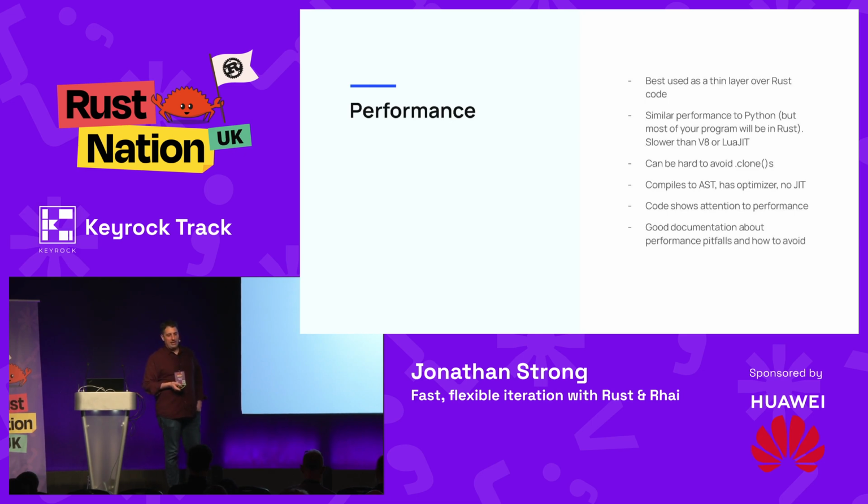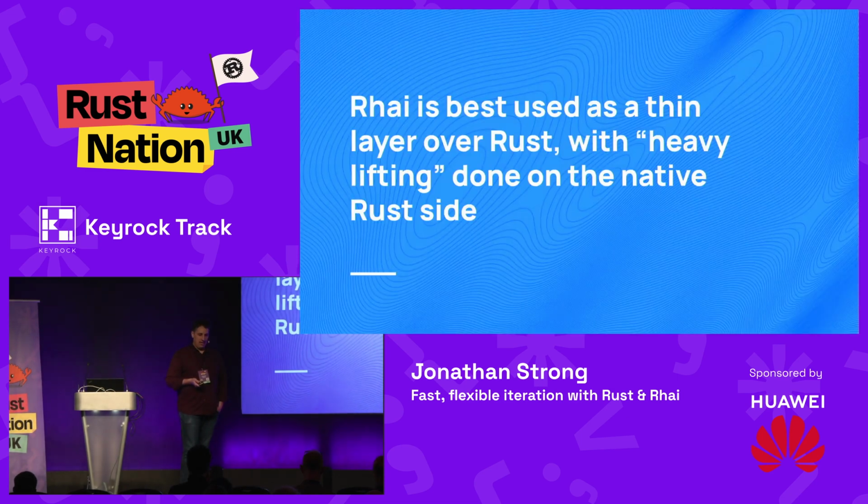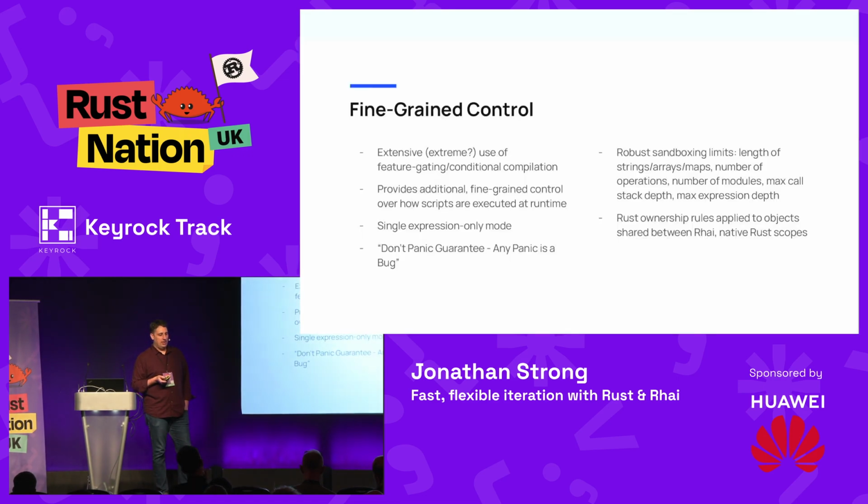Having looked at the source code of Rhai, the authors pay a lot of attention to performance. My expectation is that over time, performance will get better. Right now, it's not super fast, and it's not the place where you want to do a lot of work. The difference between using Rust plus Rhai and Python, though, is most of your program is going to be in Rust. You're just going to use Rhai to control some little part of your program, not the whole thing. And like I said, it's best used as a thin layer over Rust.